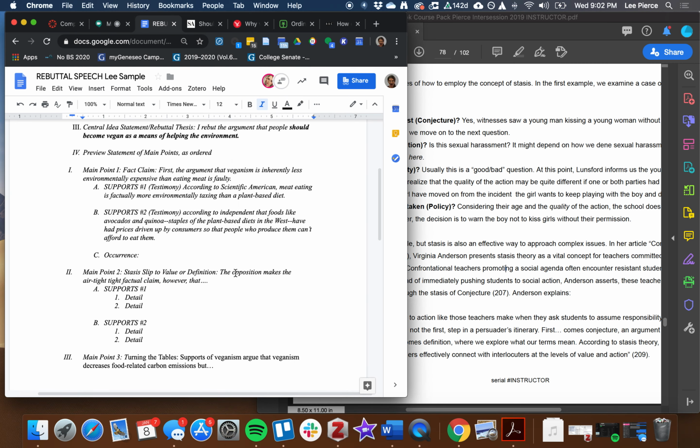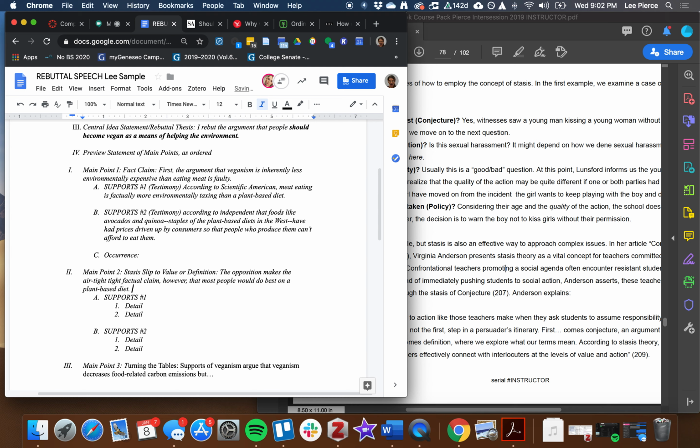So, for example, the biggest argument in favor of veganism is that most people would do best on a plant-based diet. That's a fact, right? You can argue against it, but it's hard. Even people who are hardcore anti-vegans are still like, yeah, you should probably eat some plants. That should probably be mostly what's on your plate. So you may not even need to use testimony from them.